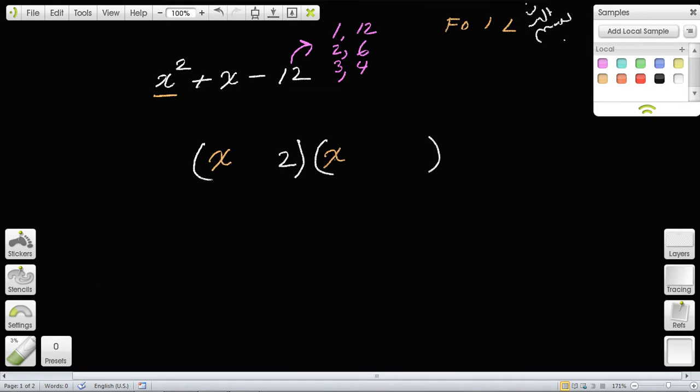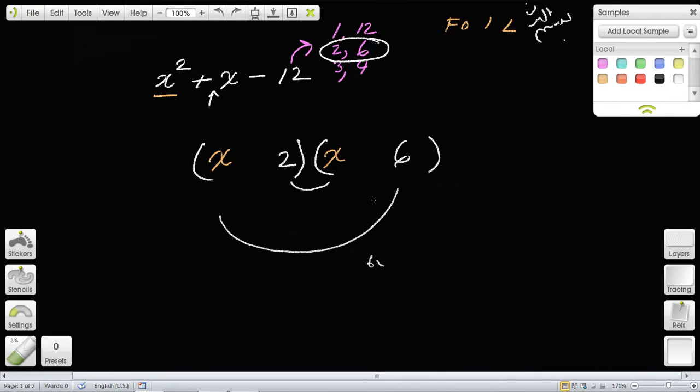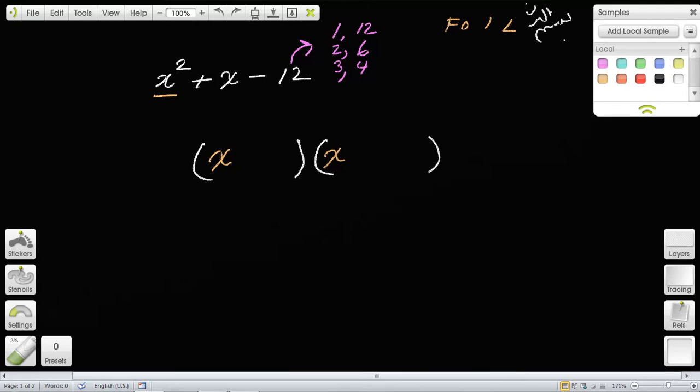So I'm just going to put 2 and 6. And you have to say, okay, these two factors have to add or subtract to give you 1. This is 6x and 2x. Do they add or subtract to give you 1 in any way? No, they don't. So you can see 2 and 6, whichever way you cut it, is not going to work.